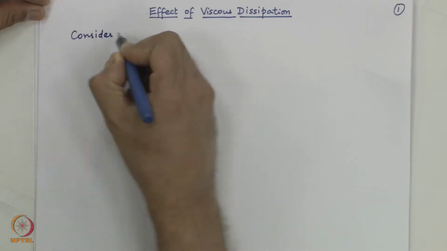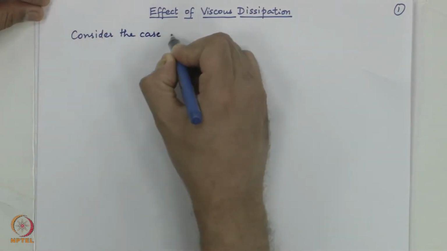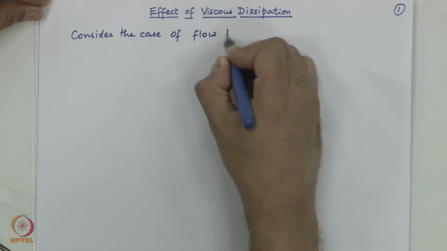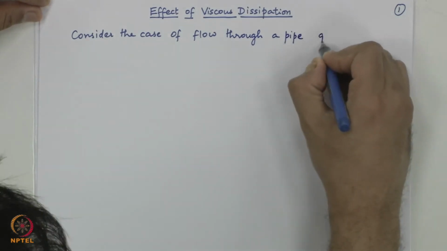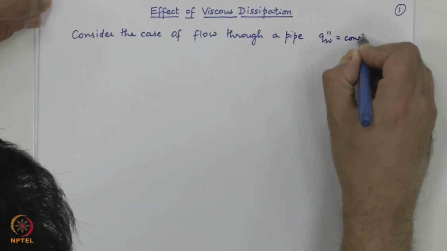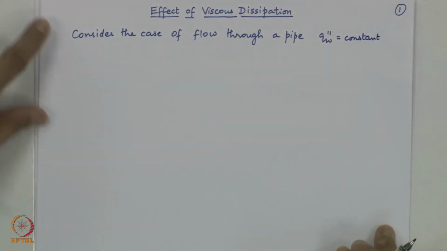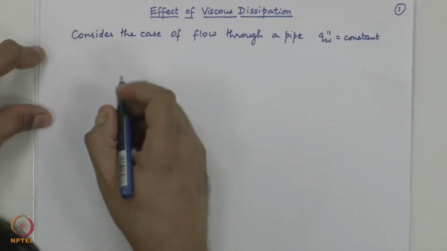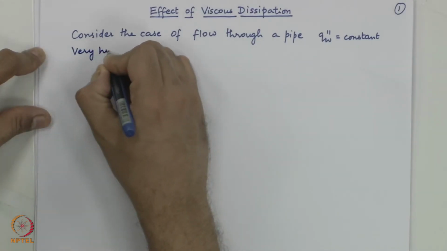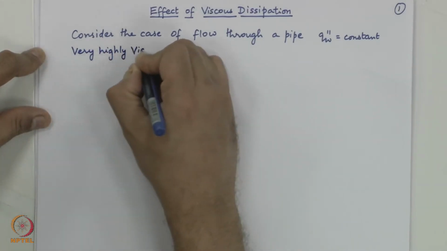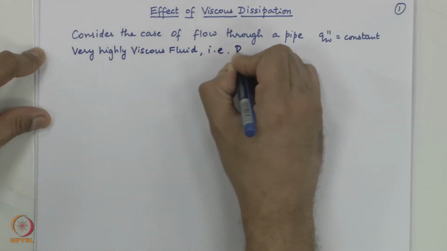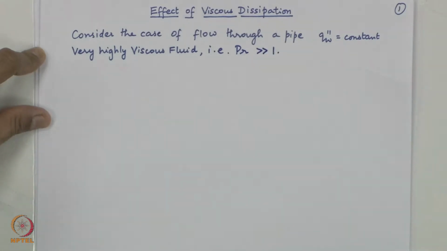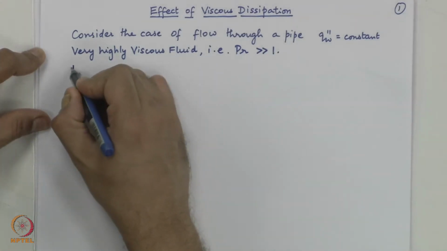So, consider the case of flow through a pipe with constant wall heat flux condition. q double prime is constant, and we are talking of a very highly viscous fluid, that is Prandtl number very much greater than 1, and circular pipe diameter is equal to d.